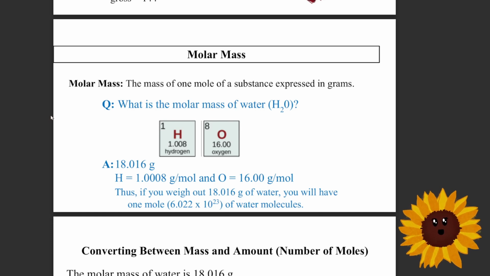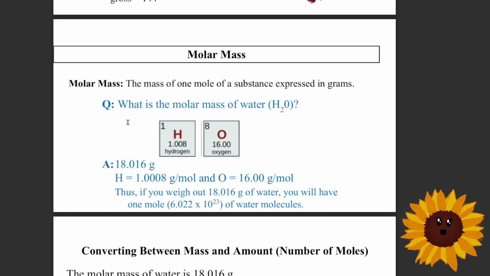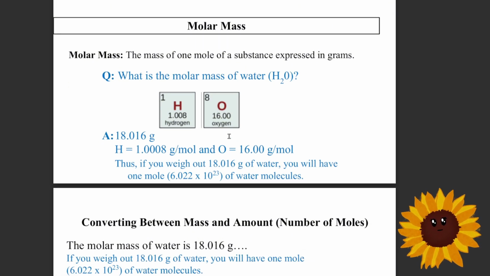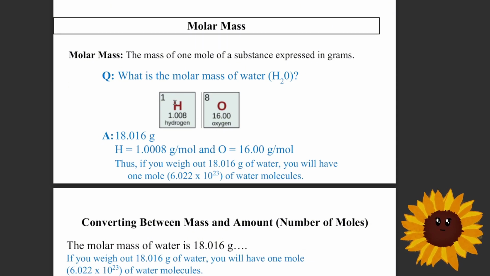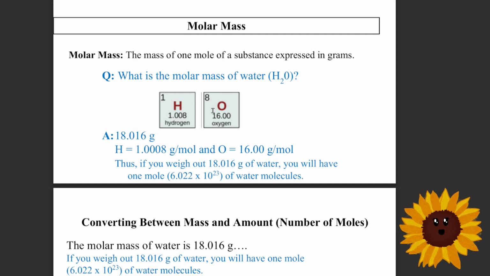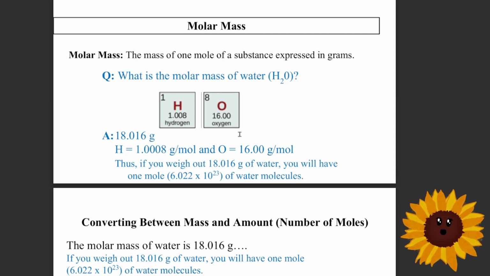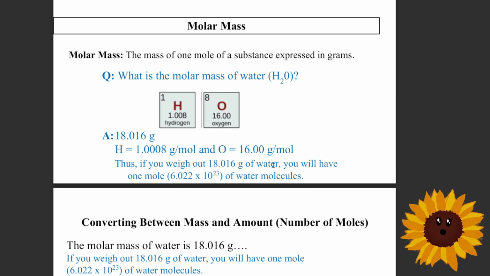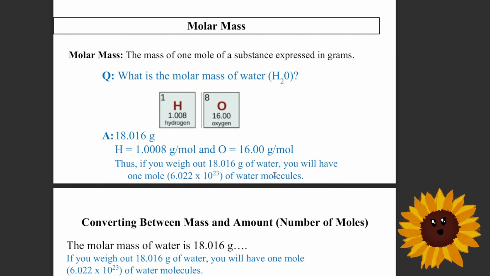And then for molar mass, what is the mass of 1 mole of a substance expressed in grams? So what is the molar mass of water? Well, we take H2, so 2 hydrogens, so 1.008 times 2, and 1 oxygen, H2O, 16, and we add them all up together, and then you'll have 1 mole, or 6.022 times 10 to the 23, of water molecules.